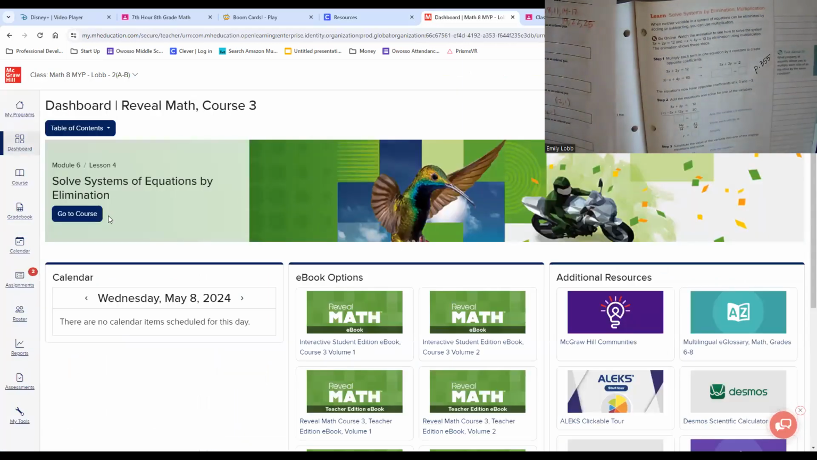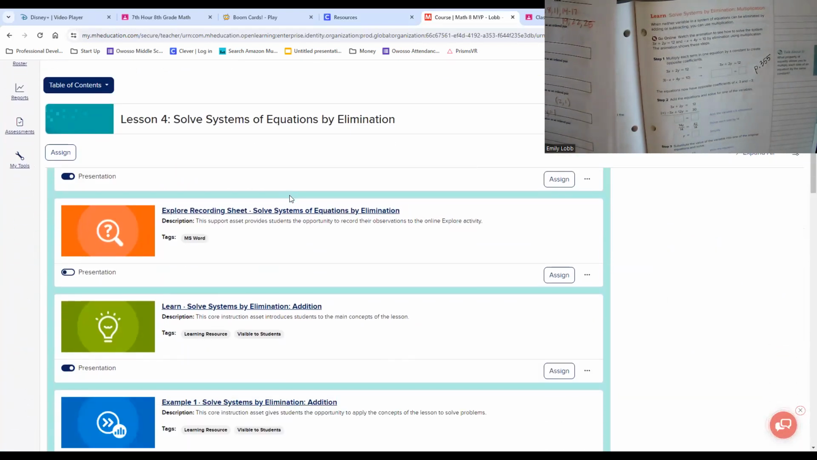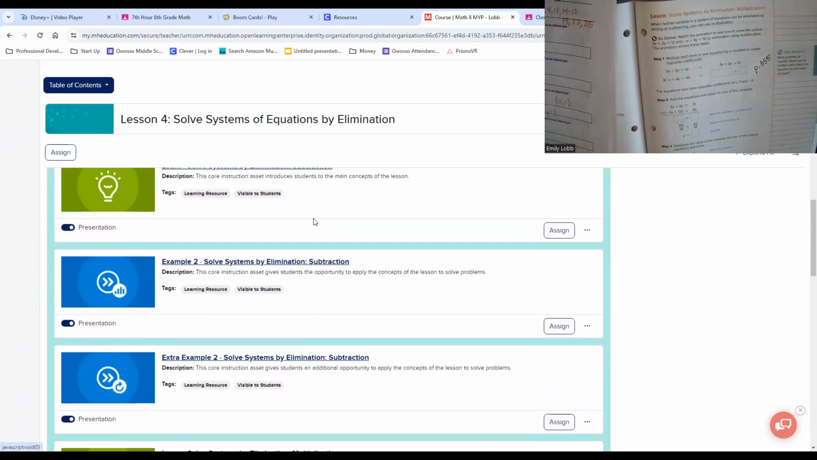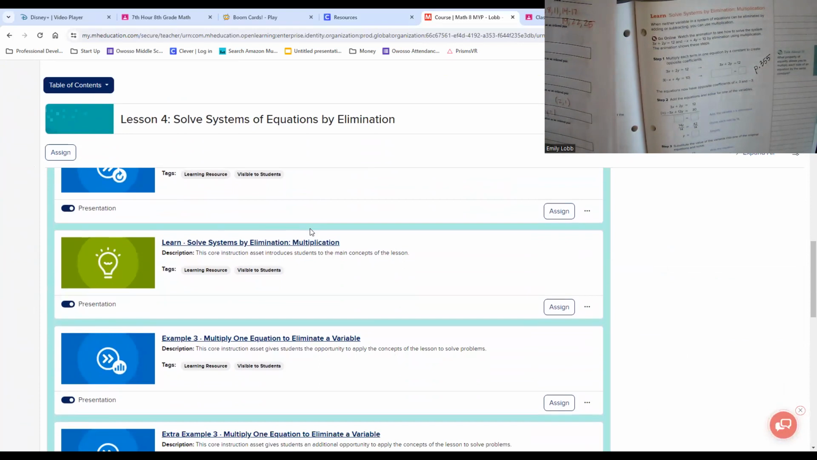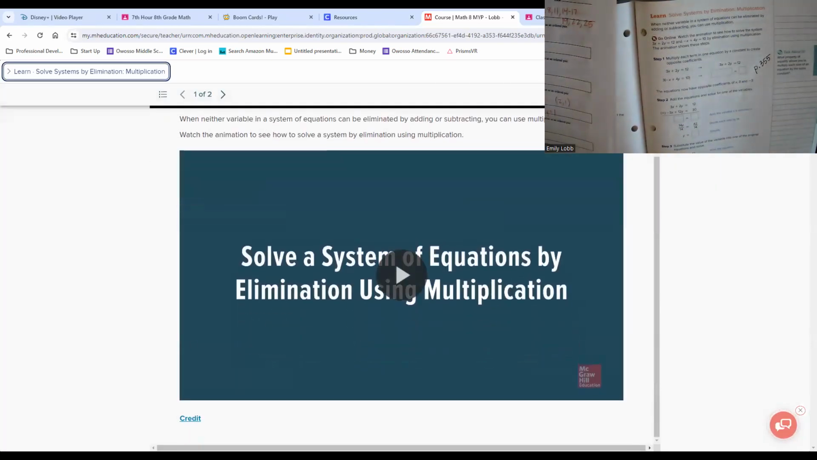All right, so second hour, yours looks like this. We are in this module 6, lesson 4. We have looked at addition and subtraction. Today, we're going to look at multiplication. So here it is. It might be kind of loud. They were cranked up this morning. It's probably okay. All right, let's check it out.